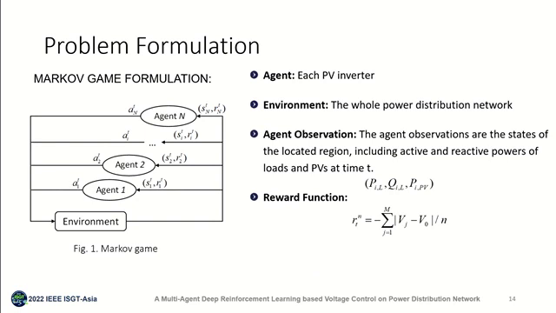Next, the studied voltage control will be formulated as a Markov game. Specifically, each agent is a PV inverter, and the environment is the whole power distribution network. The agent observations are the states of its located region, including active and reactive powers of loads and PVs, voltage magnitudes, and phase angles at time t. The reward function is a negative form of the objective function. Here we introduce a voltage barrier function to measure the voltage violation.